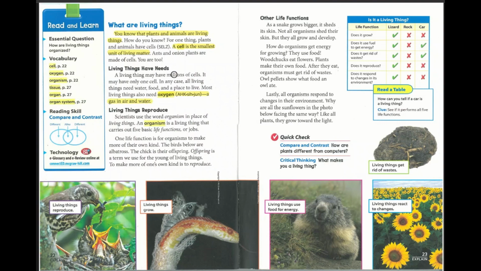A living thing may have millions of cells. It may have only one cell. But all living things need food, water, and a place to live. Definitely important. And then I think what's also important, things may be made of millions of cells or be one-celled. That's also important. Moving on, living things reproduce. And then you're just going to read through just like that and highlight as you go.